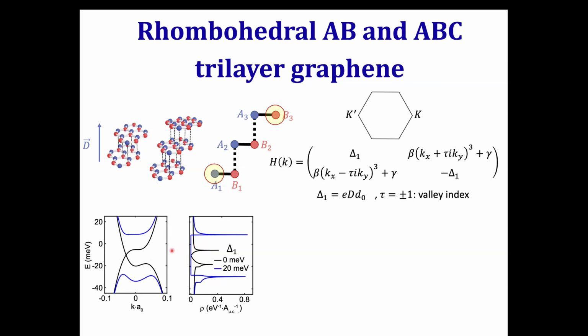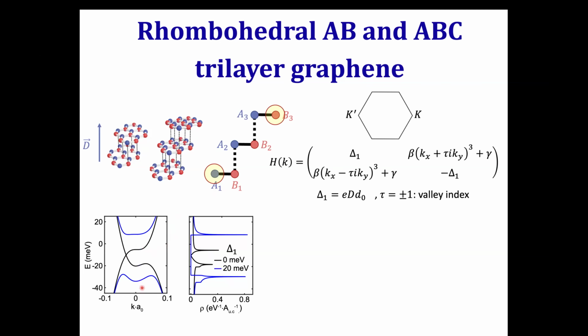Okay, so the black curve is zero displacement field. So you see this band touching. Instead of a cubic band touching, you actually get 3 Dirac points. This cut is cutting through one of them. The blue curve is what happens when you apply a displacement field corresponding to an energy difference of 20 millivolts between the top and the bottom.